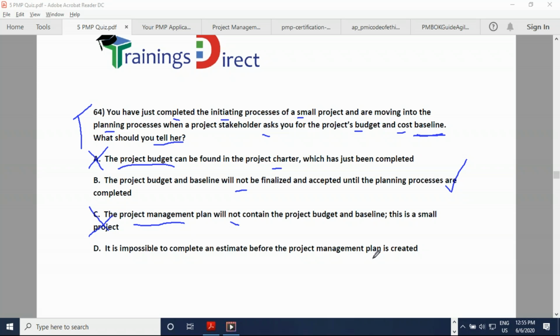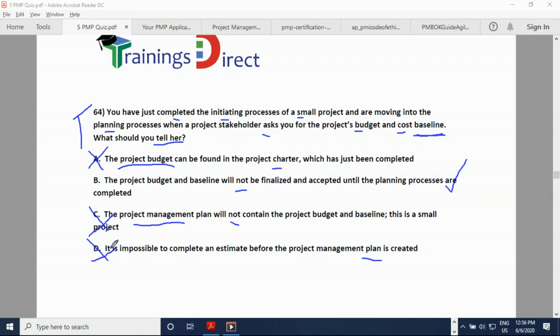It is impossible to complete an estimate before the project management plan is created. Estimates are part of the plan, isn't it? The plan is created, meaning we will first set guidelines for planning, then we will estimate, then we will have the baselines, then the complete PMP is done, the project management plan. So this is like a false statement, because estimates are part of the plan. Estimates will be completed before the plan is completely finalized or completely created.